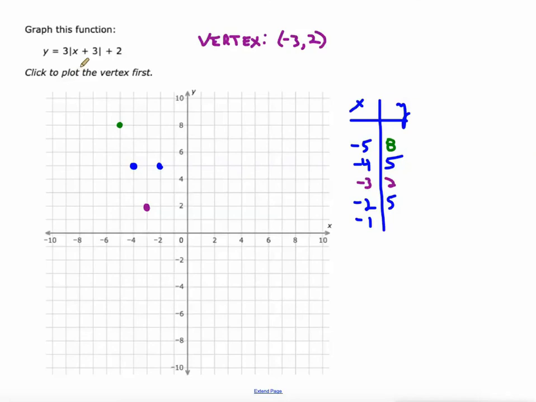And the negative 1, you know what it's going to be. Negative 1 plus 3 is 2. The absolute value of 2 is 2. 2 times 3 is 6, and 6 plus 2 is 8. So negative 1, positive 8. All right, and so our absolute value graph looks like this. So we're learning something about the function or the vertex. Do you notice the slope of each one of those lines? Doesn't this one have a slope of 3, and doesn't this one have a slope of negative 3? I wonder if there's something to that.